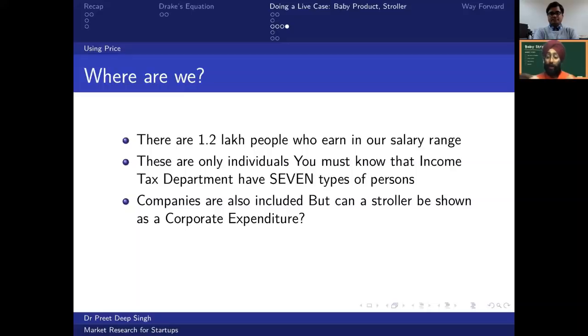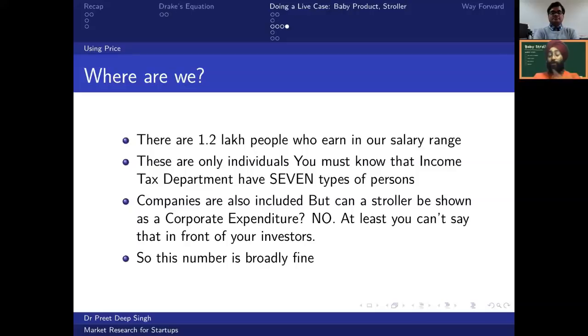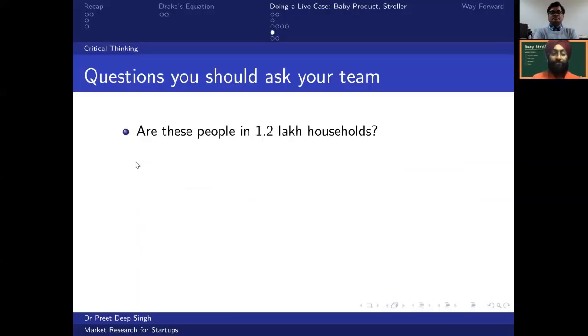So because our product, example MG baby stroller, is only for individuals, we are looking at capacity to pay, capacity to afford. If we had a B2B product, it would be different, right? So every product is different, right? Okay, so this cannot be counted as corporate expenditure. Let's be clear, which means it is fine. I am just giving you a critical question. It does not apply to this particular case, but I'm giving you something that you should always think of, right? Okay, at least you can say so in front of our investors, right? So I feel this number is broadly fine in terms of the population that can pay for it, right?